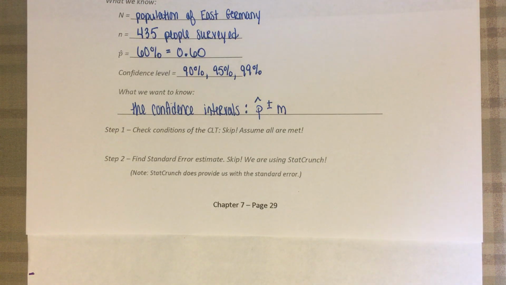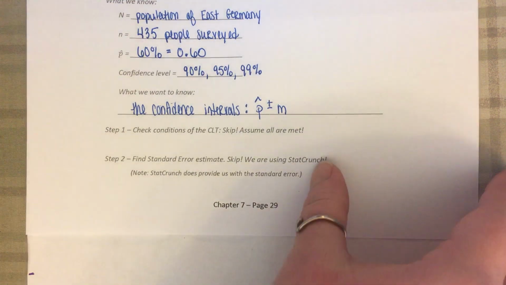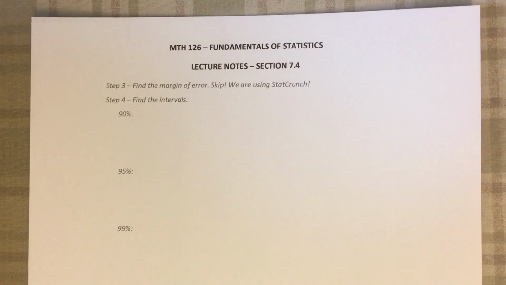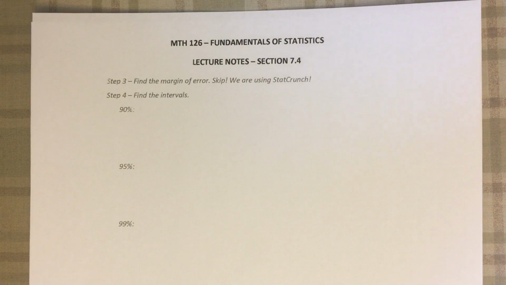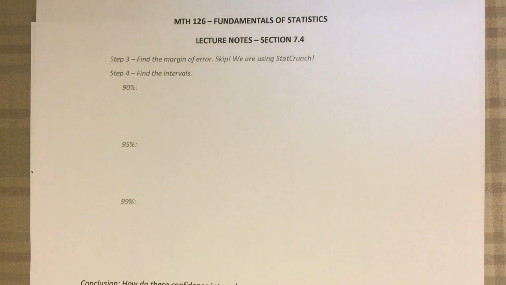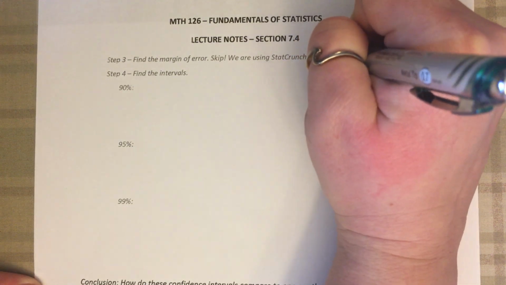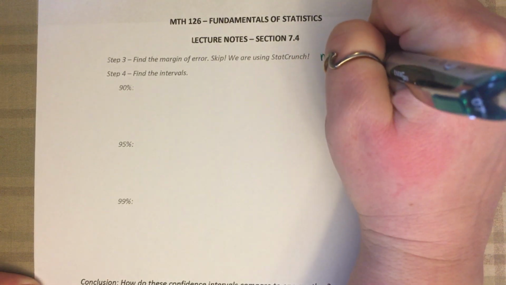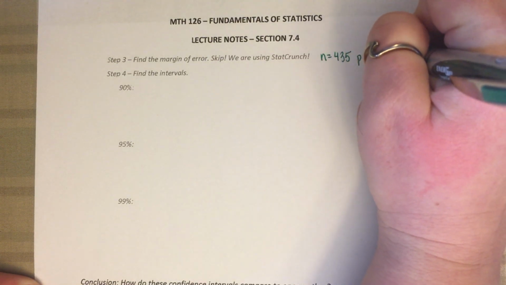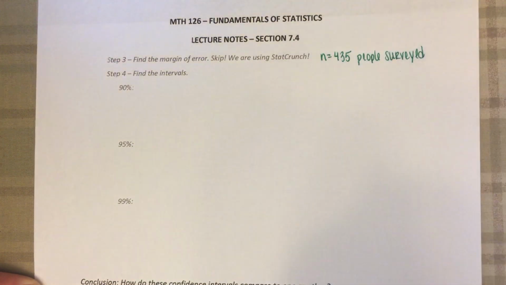If we're using StatCrunch, we can skip step 2. We do not have to find our standard error estimate. If we are using StatCrunch, we are provided with our standard error. Step 3, find our margin of error. Again, we can skip this because we are using StatCrunch. So then we are asked to find the intervals. The key thing here as we're entering our values into StatCrunch is our n, our sample size, which, remember, is the 435 people that were surveyed.